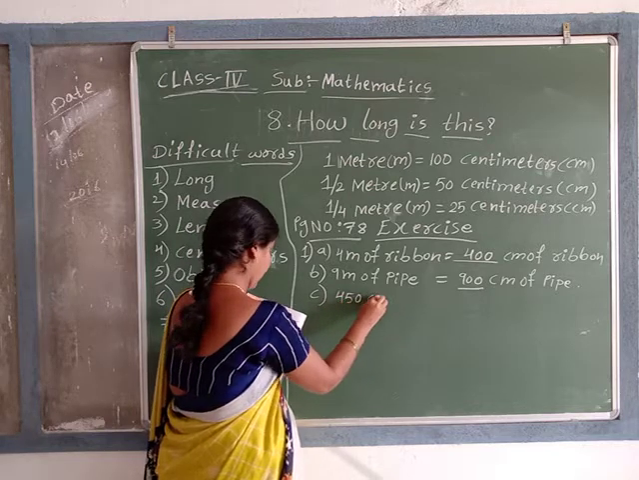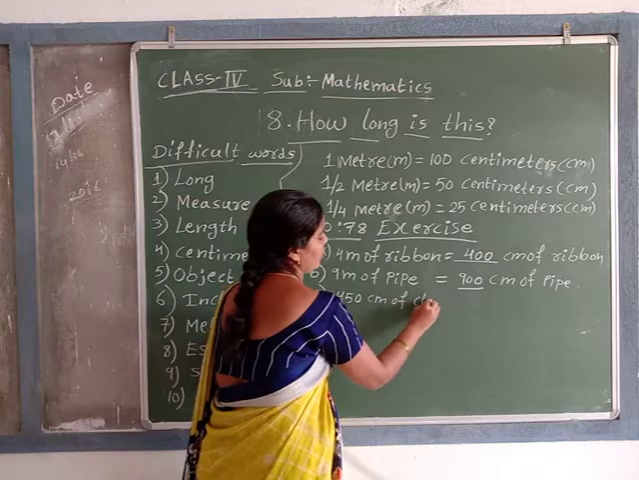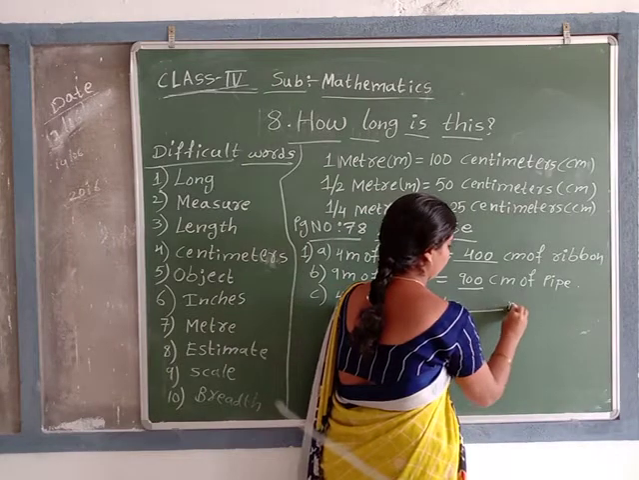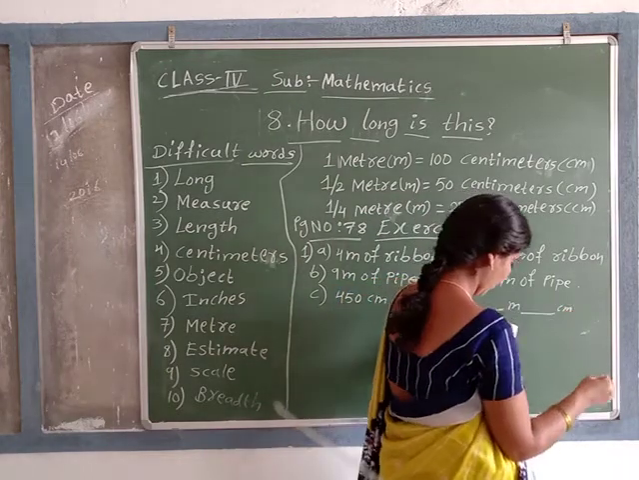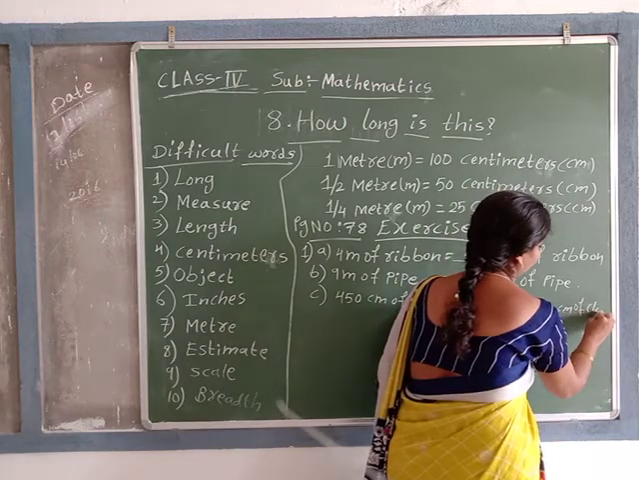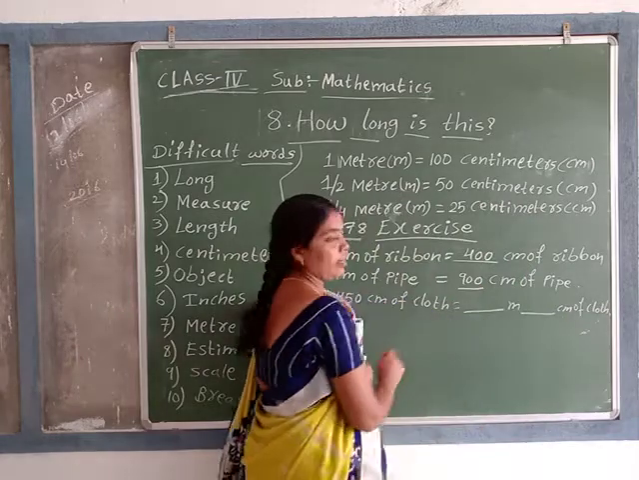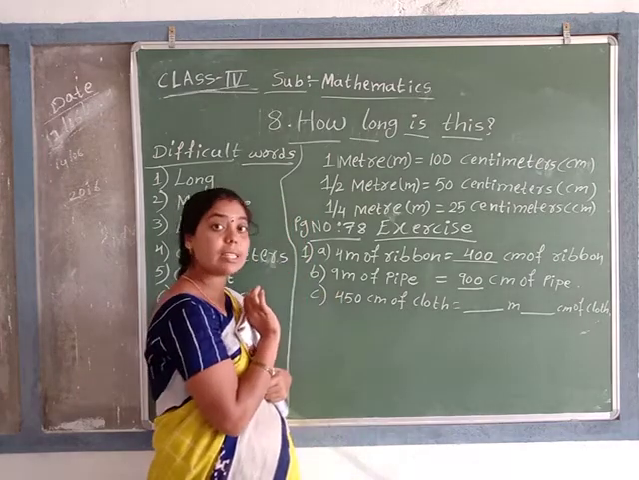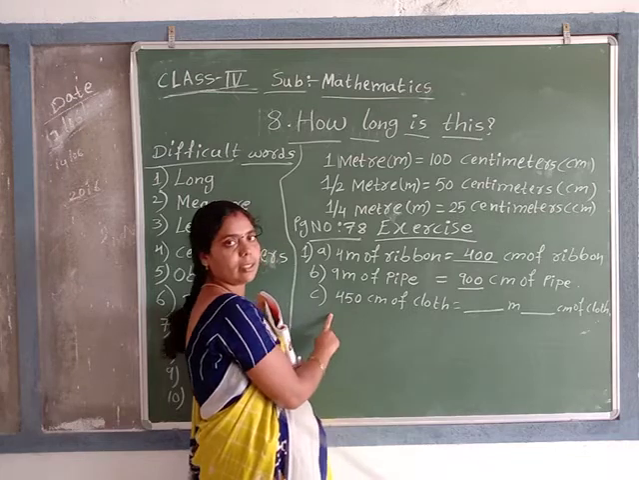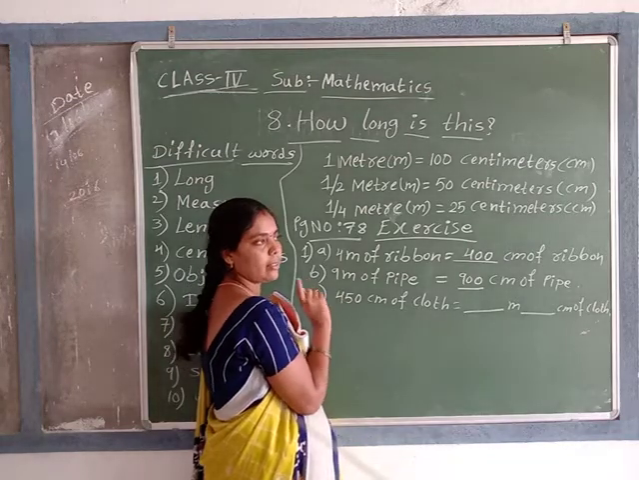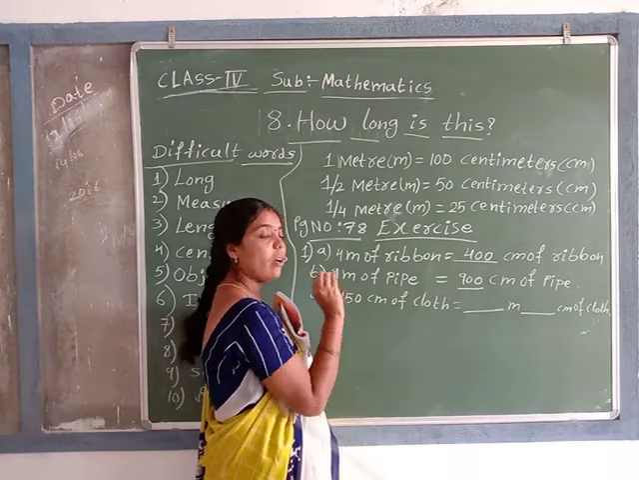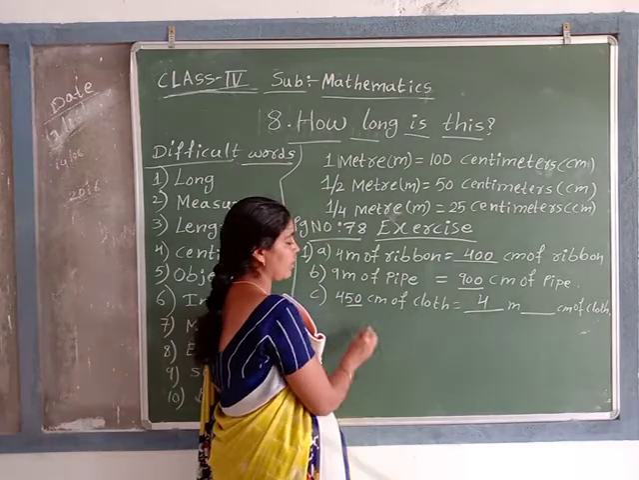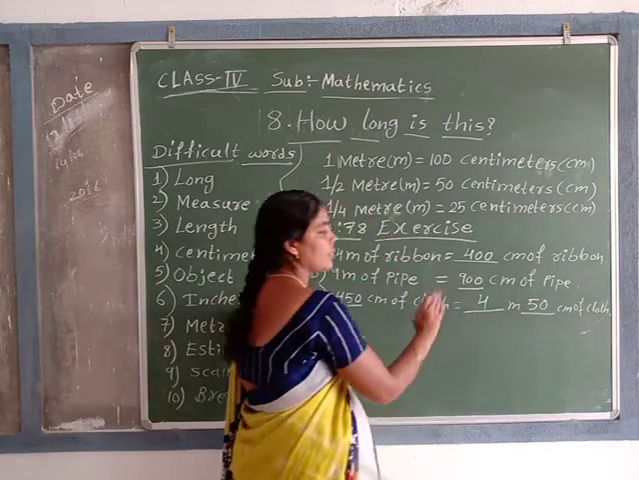450 centimeters of cloth. Here given differently only. So how many? 450 centimeters. How many hundreds are there in this number? 4 hundreds. 400 centimeters means 4 meters. Remaining how many centimeters are there? 50 centimeters. 4 meters, 50 centimeters.